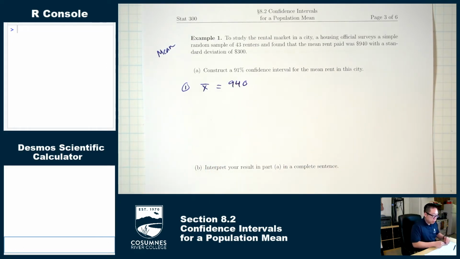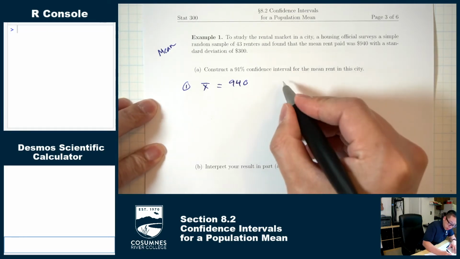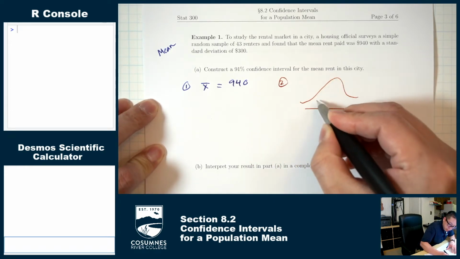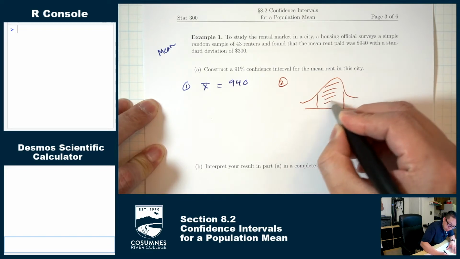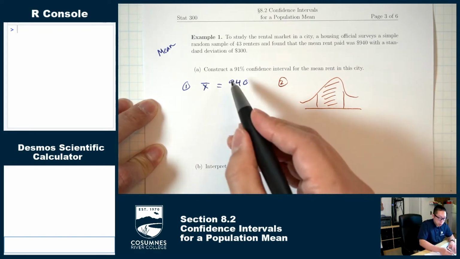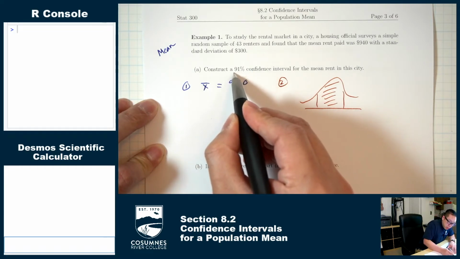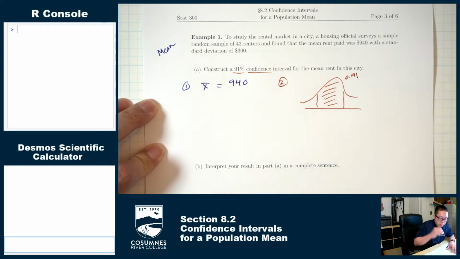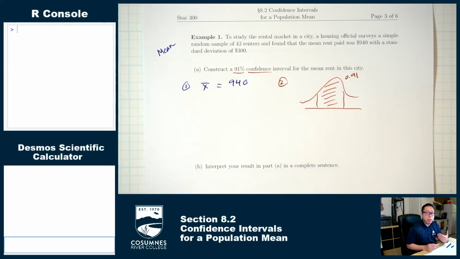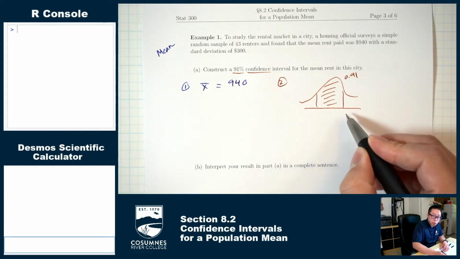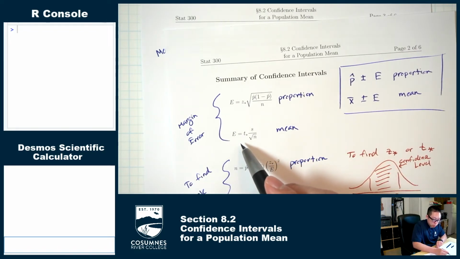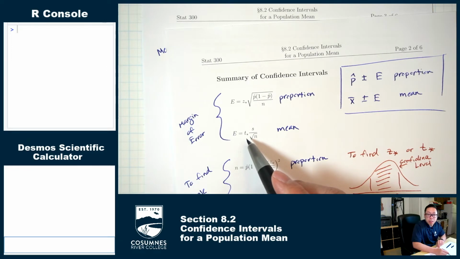Step 2 is to find our critical value. And step 2 involves looking at this picture, where the area in the middle is our confidence level. And our confidence level we're talking about here is 91%. So 0.91 in the middle. And we're either looking for Z stars or T stars. Because we're talking about means, right? The margin of error formula for mean has a t star, so I want to find a t star.